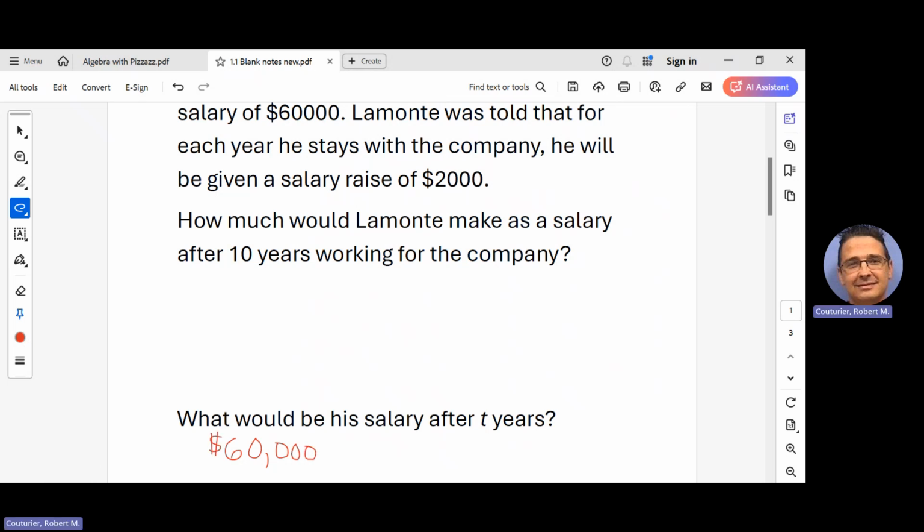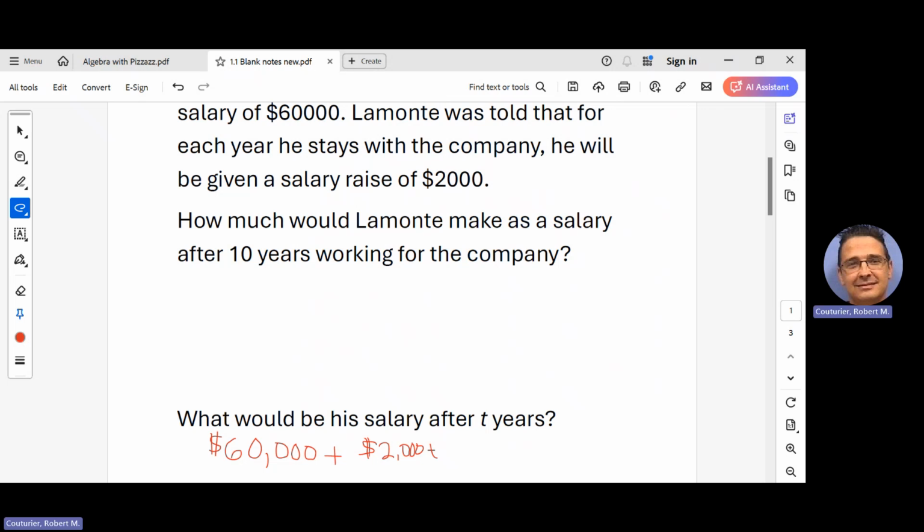And then each year they're going to add to that. That means a plus symbol. $2,000 per year. And they said use T for the word years. So to that, they're going to add 2,000 additional dollars for each year. We don't know how many years, so they say use the variable T. And that's the expression that can represent however many years it is.